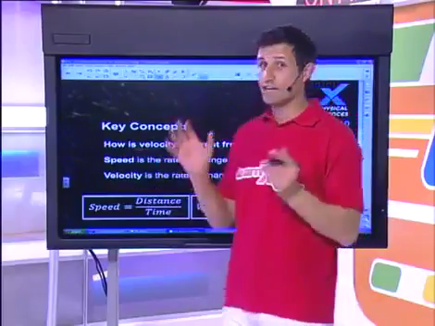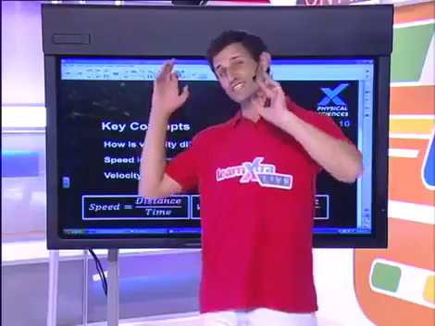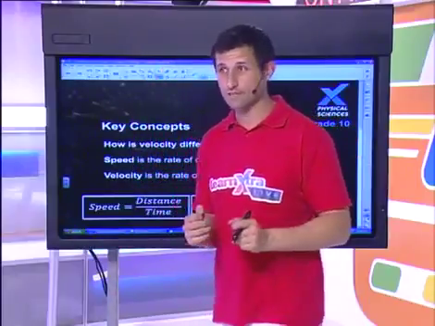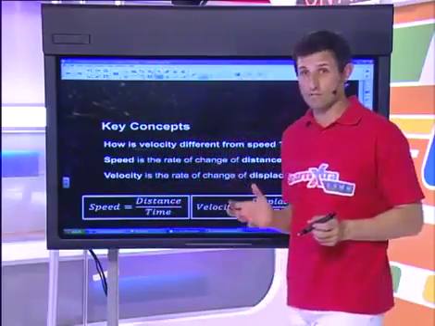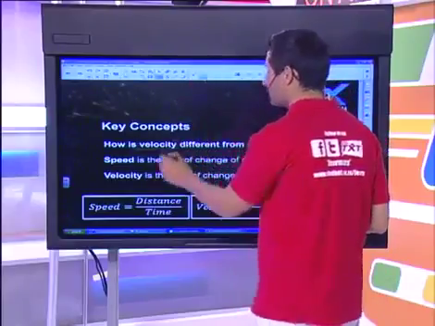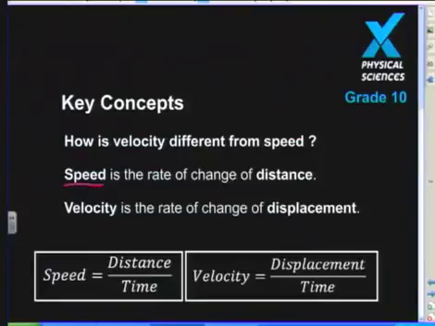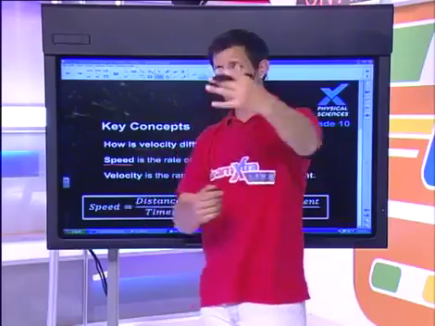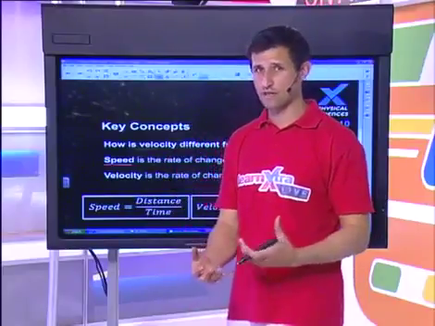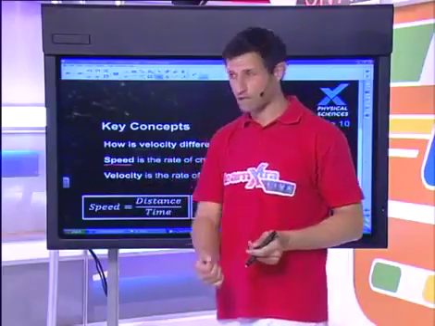So what we're going to do is jump straight to the difference between speed and velocity. Now, they are very, very closely related to each other. So here we go. The speed is the rate of change of distance. Now, you know this from maths before. If I go a certain distance in a certain time, that is my speed. How quickly I'm covering it is my speed.